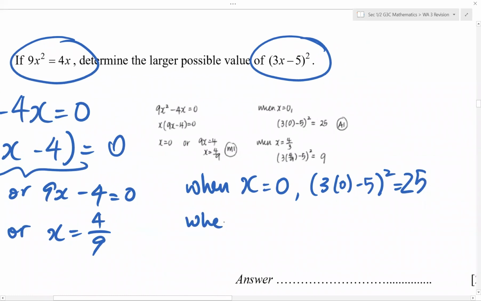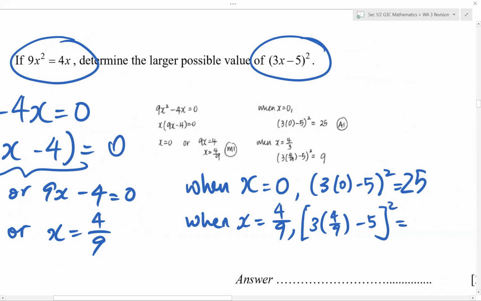Whereas when x equals 4 over 9, we have 3 times 4 over 9 minus 5, and we square it. 4 over 3 minus 5. Okay, so this will give us 9. Is it correct? I don't have a calculator. Is it correct? No, not correct.